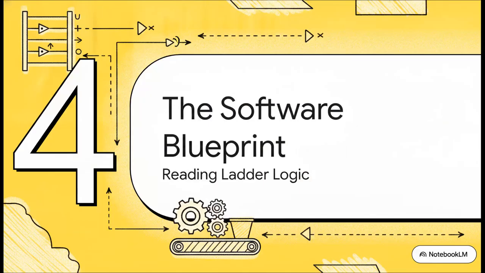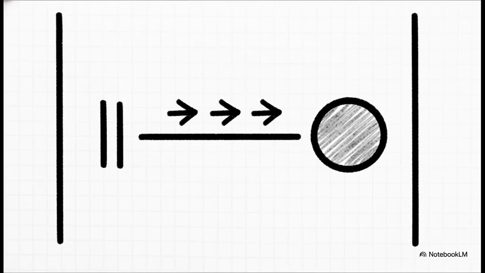All right, we've reached the climax of our explainer. Part 4, tracing the software blueprint. We are now going to read the visual programming language that actually runs this sorting machine. PLCs are historically programmed using ladder logic, which is a visual language based on old electrical relay schematics. To read this code, you really just need a few basic rules.